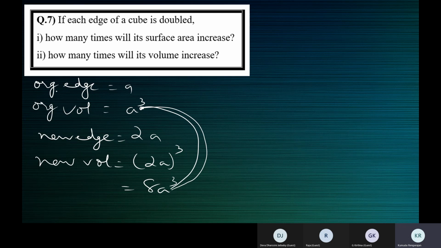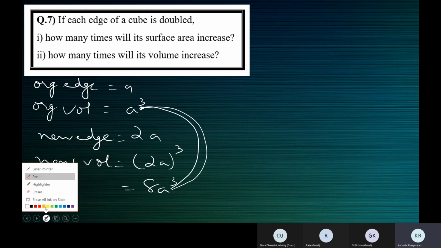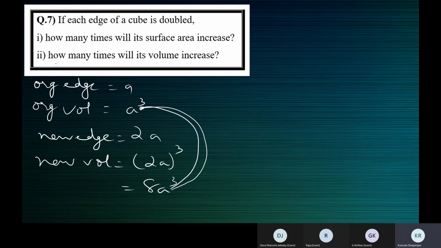So how many times? I think I've answered the second question first. I've answered the second one. So how many times will its volume increase? Its volume will increase 8 times. 8 times.